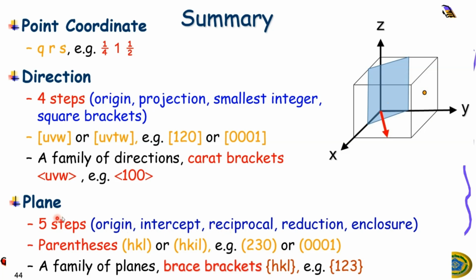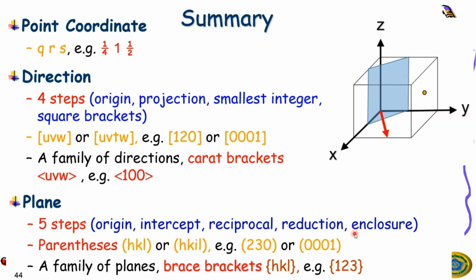And also for the plane, this is a plane in the unit cell, and you need to follow 5 steps. The first step is the origin. This plane cannot pass through the origin. And then this plane has an intercept with the x-axis, y-axis, and z-axis. So you have the intercepts. After that, you need to take the reciprocal of these numbers. And then you do the reduction. Reduction means to make it become the smallest integers.